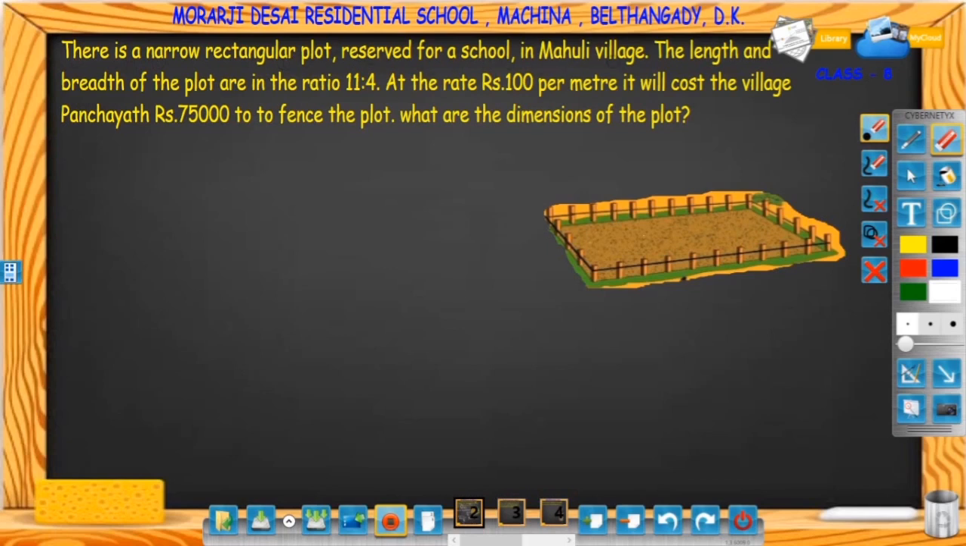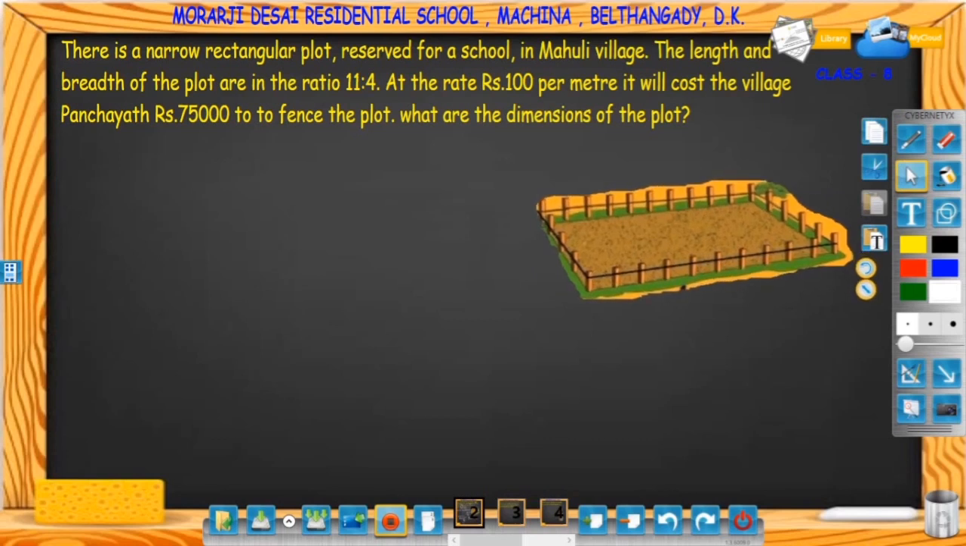understand the question. There is a narrow rectangular plot reserved for a school in Mahuli village. The length and breadth of the plot are in the ratio 11:4. At the rate of rupees 100 per meter, it will cost the village panchayat rupees 75,000 to fence the plot. What are the dimensions of the plot? Now look at the plot here. It is a rectangular plot.